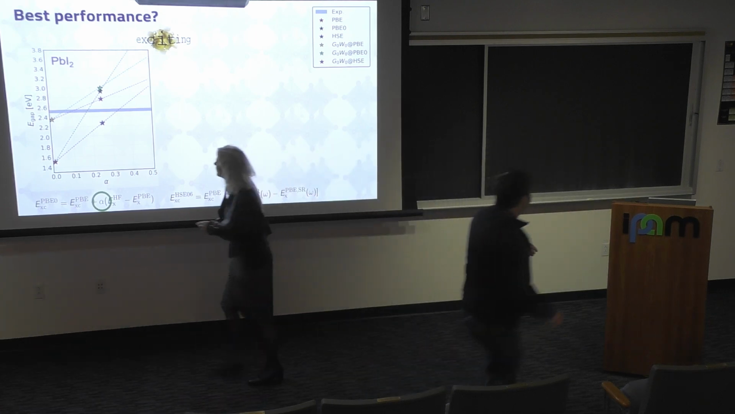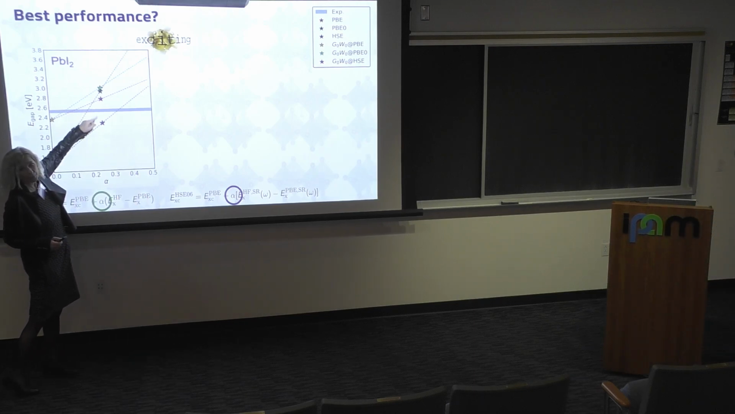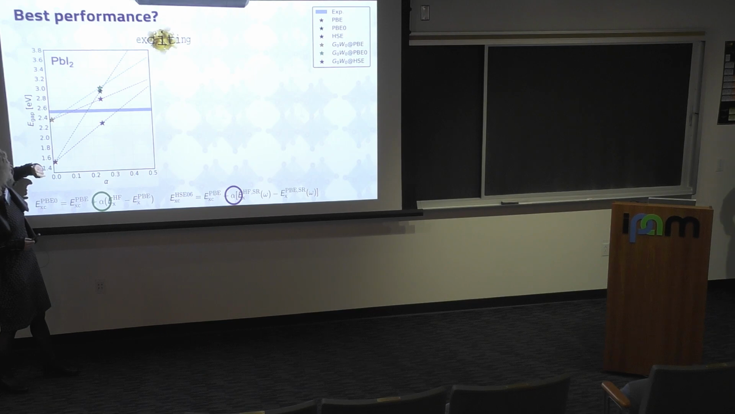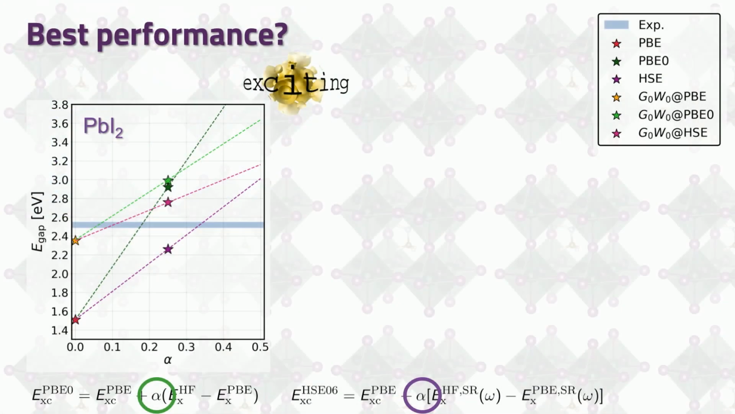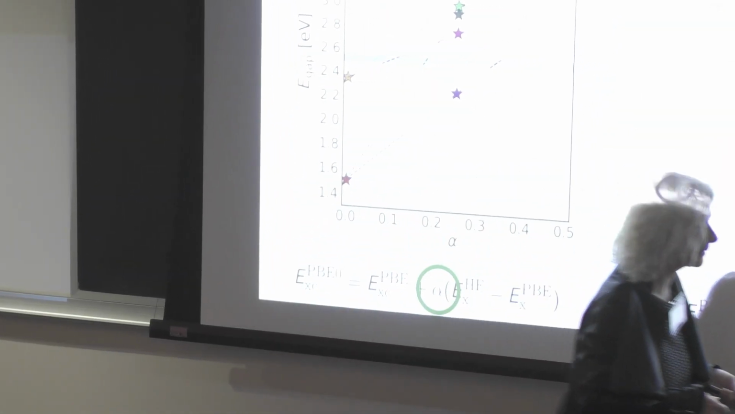If you go to PBE0, you see there's a very steep increase in the band gap as a function of alpha. And now if you do better and do many-body corrections on top of it, this is the GW method, the situation gets a little bit milder, so the increase is less steep, but still you have a huge starting point dependence.